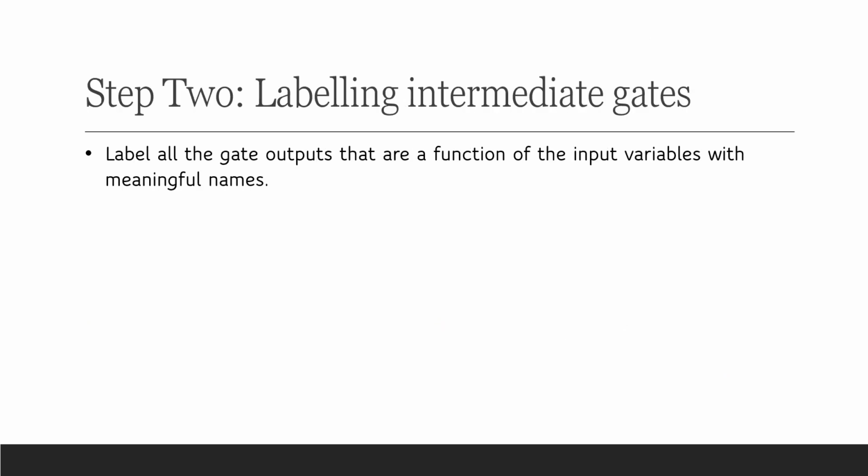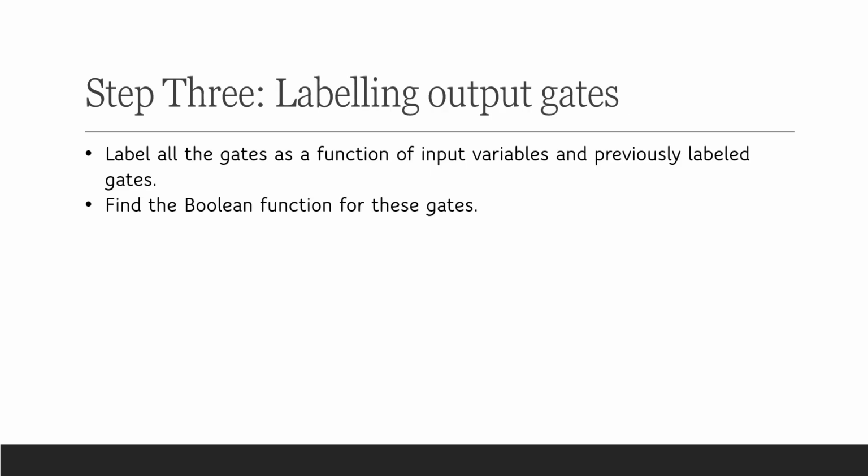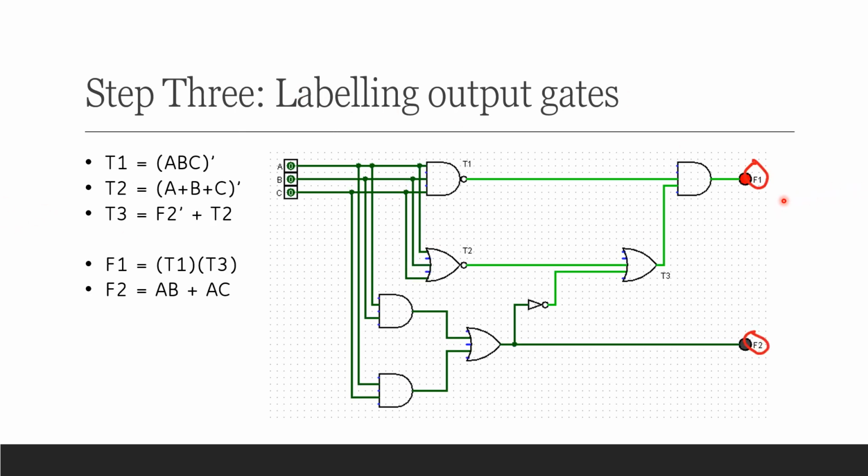So with that being said, we can move on to step 2, which is labeling the intermediate gates. We can see here that there are two output functions, but they're made of these intermediate functions here, T1, T2, and T3. So we're going to label the intermediate gates and then figure out what their function is in terms of the input variables. Next, we label all the gates as a function of the input variables and previously labeled gates. So now we're finding the functions of F1 and F2, which are a function of T1, T2, and T3.